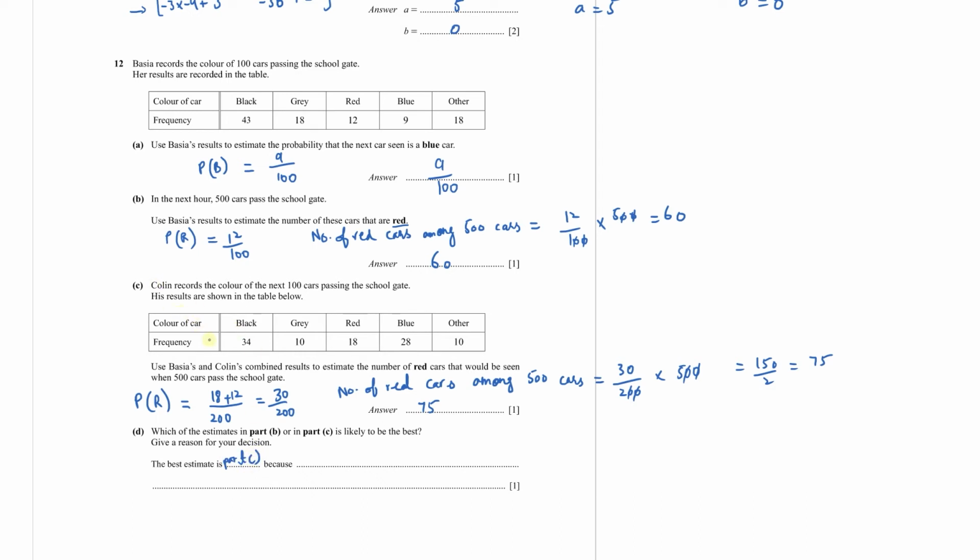Why? Because your sample size is larger. Here your sample size is the combined number of cars that Bessia and Colin saw, which is 200. If you look at only Bessia's results, you're only looking at 100 cars, and your probability is always more accurate when you have a larger sample size. So because the sample size is larger.